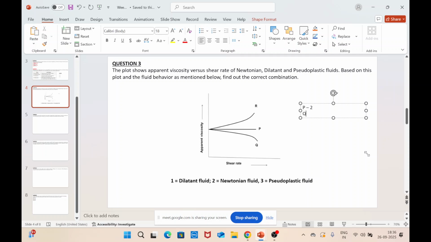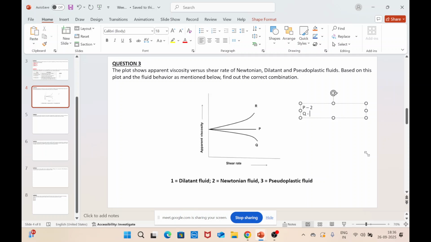Now, coming to Q and R, you have the dilatant and pseudoplastic fluids. So which one is going to be pseudoplastic and which dilatant among Q and R? As per the definition, I'll be posting this definition along with the slides when I'm uploading them in the Google Sheet. For the time being, let me just explain it verbally, but you will be able to get the written definitions along with the slides when they are made available.